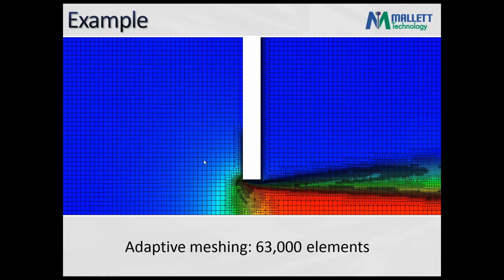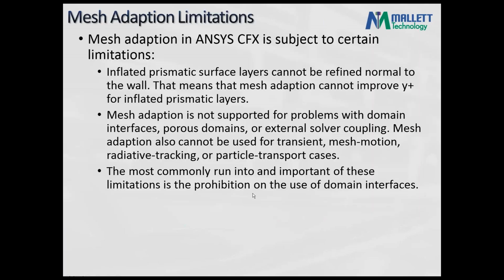So we start with some reasonably coarse mesh, and we adaptively refine the mesh where there are gradients of pressure, temperature, velocity, etc., turbulence kinetic energy in this particular case, turbulent eddy frequency, and we get an extremely accurate result with 63,000 elements instead of 3.3 million. So adaptive meshing can be an extremely powerful tool. Next slide. So it has some limitations, though.